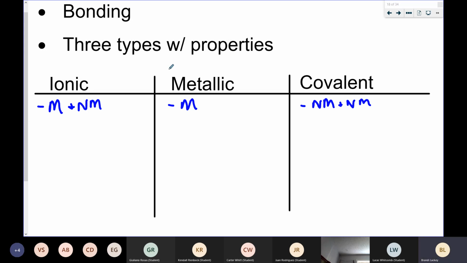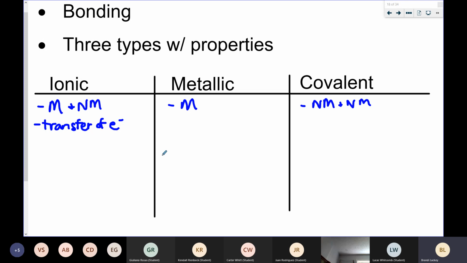So you could look at a formula and see, does it have metals? Does it have nonmetals? Does it have both? And that's how you can figure out what type of bond it is. Looking a little bit more in depth at each one, let's go through ionic. Remember, ionic was the metal and nonmetal, or the cation and anion. With ionic compounds, there's a transfer of electrons. That transfer of electrons is what causes that charge.